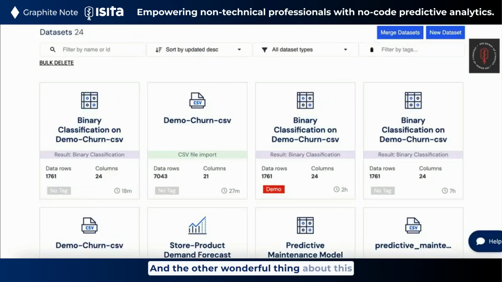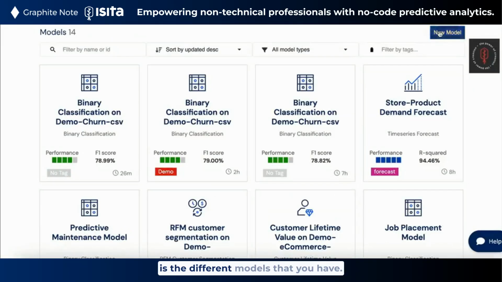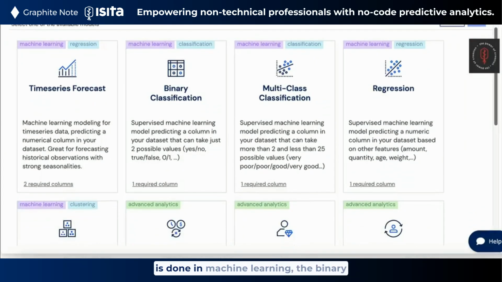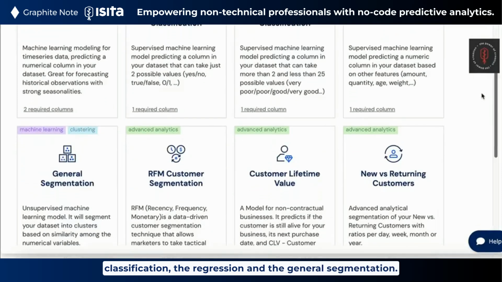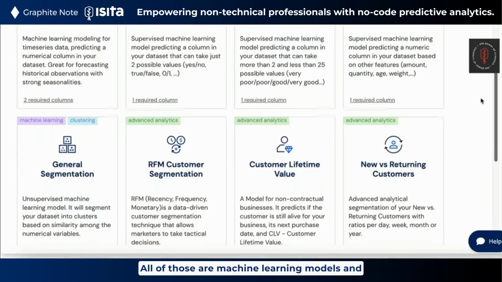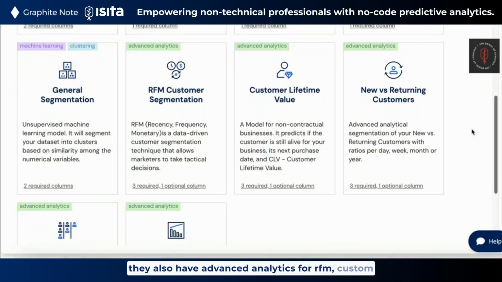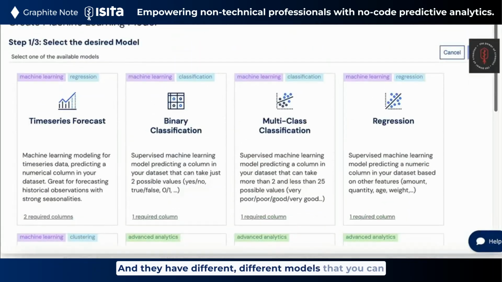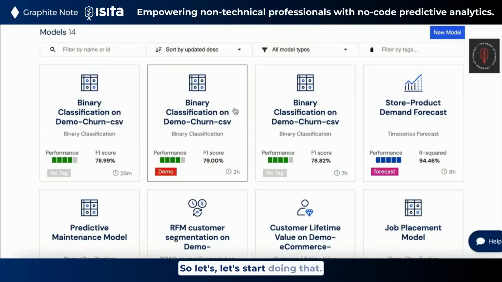The other wonderful thing about this is the different models that you have. You have a time series forecast that is done in machine learning, the binary classification, also in machine learning, multi-class classification, the regression, and the general segmentation. All of those are machine learning models. They also have advanced analytics for RFM, customer segmentation, customer lifetime value, new versus returning customers. They have different models that you can use in order to create your different analyses. So let's start doing that.